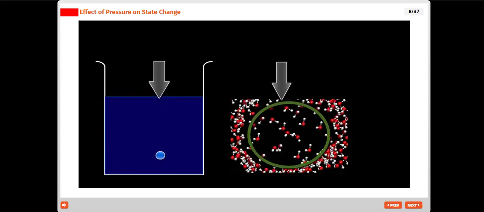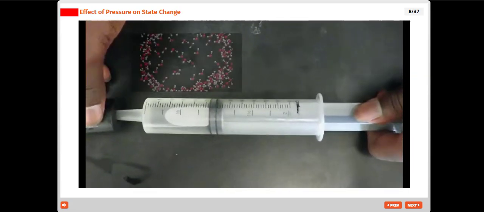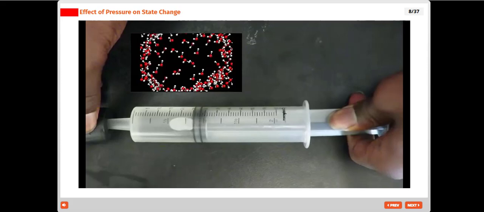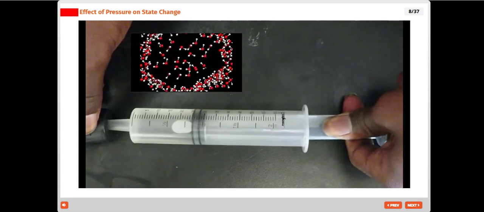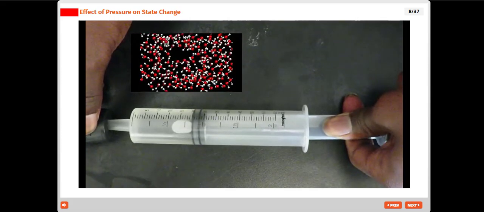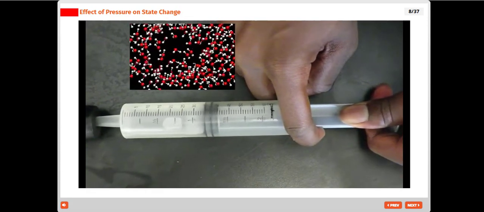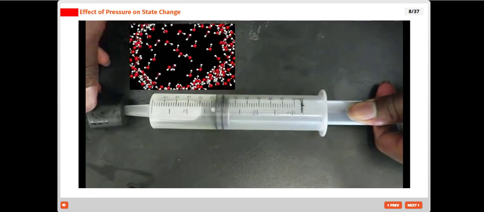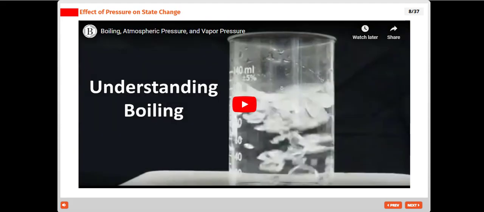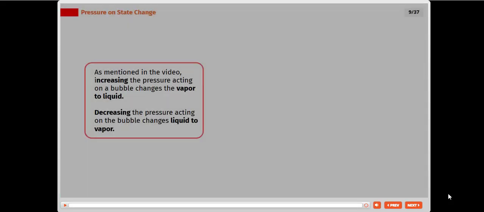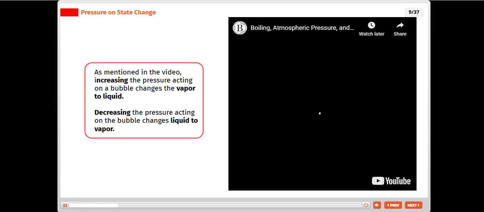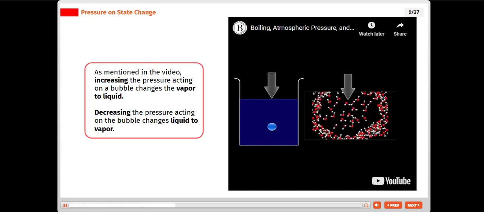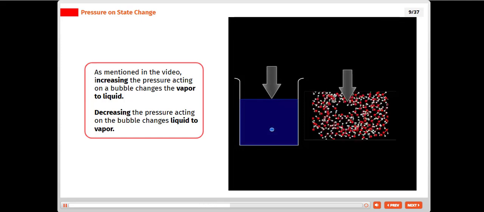We can see this with the syringe. We push in the plunger, we increase the pressure, molecules move closer together, and the bubble becomes smaller. When we pull the plunger out, we're decreasing the pressure. That means those molecules can spread out more easily, and the bubble grows. If we pull the plunger out and decrease the pressure enough, water will start boiling. As mentioned in the video, increasing the pressure acting on a bubble changes the vapor to liquid. Decreasing the pressure acting on the bubble changes liquid to vapor.